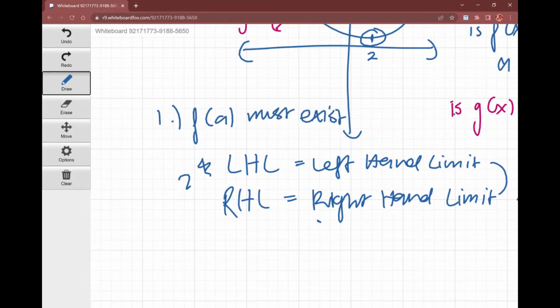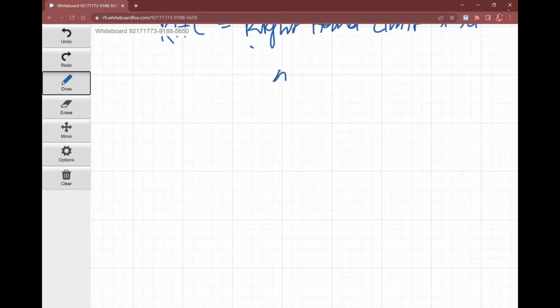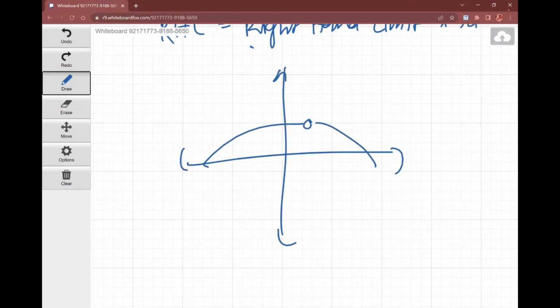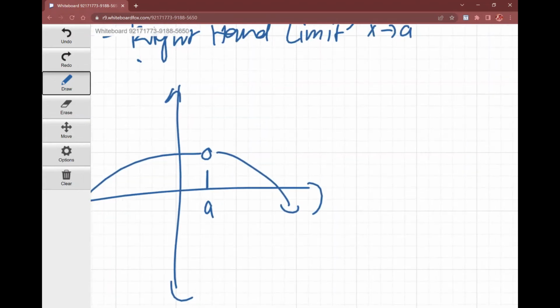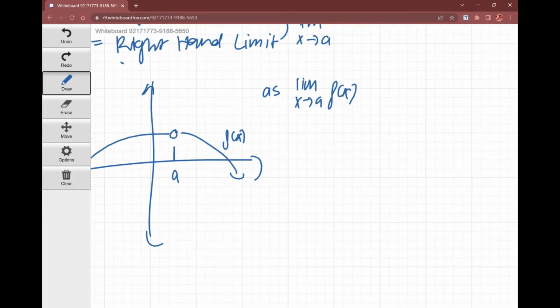So a lot of the time, you'll see people who get functions with graphs that look like, I don't know, like this. And then this is the point A. And the problem says, the limit as x approaches A, let's call this f of x. Basically, is this continuous?